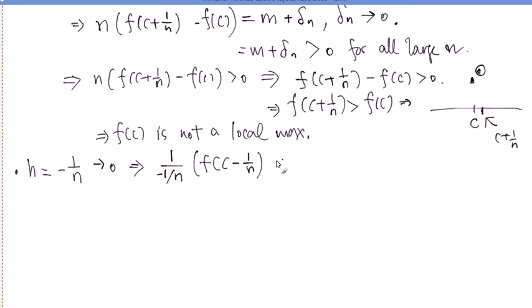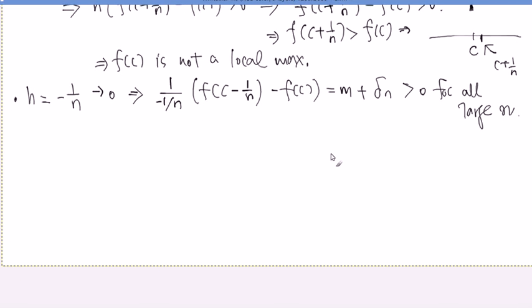That h value minus f of c is going to be equal to m plus delta n again. Whether it's negative 1 over n or positive 1 over n, m never changes. M is a positive number, we supposed. Therefore, this one still remains positive for all large n values. As we go farther down, m will eventually overcome, and m plus delta n will remain positive. Then, taking the reciprocal, negative n times f of c minus 1 over n minus f of c is a positive number, because the right-hand side is still the same thing.